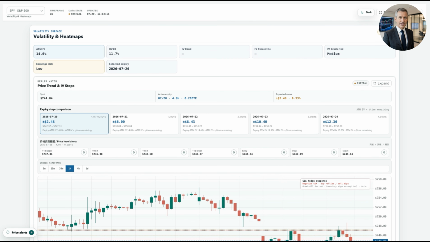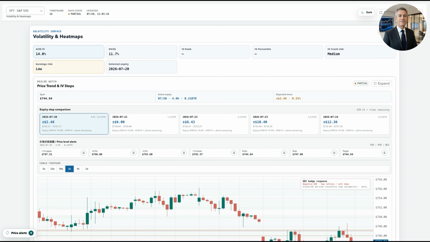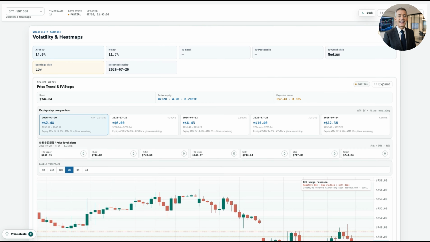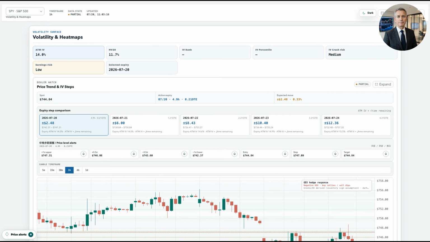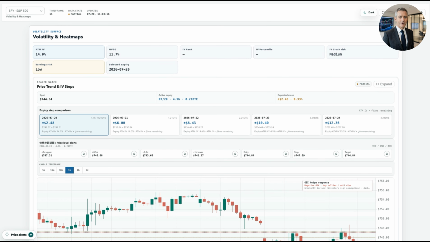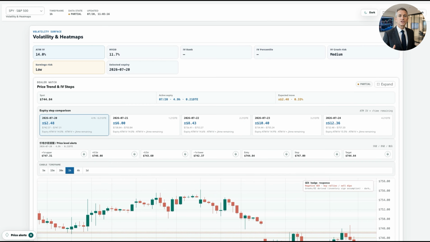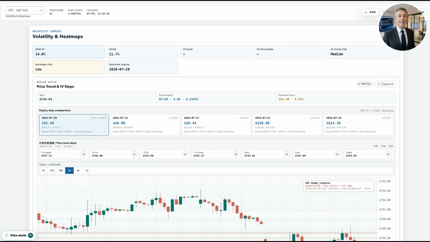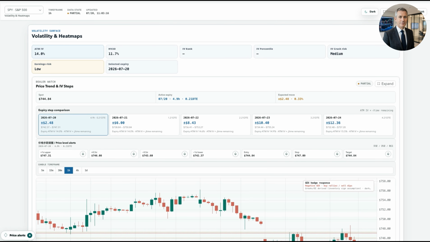When trade-level aggressor direction is unavailable, these values are proxies for activity and hedging pressure. They should not be described as confirmed dealer net buying or net selling, or as true historical capital flow. The next section is volatility and heat maps.